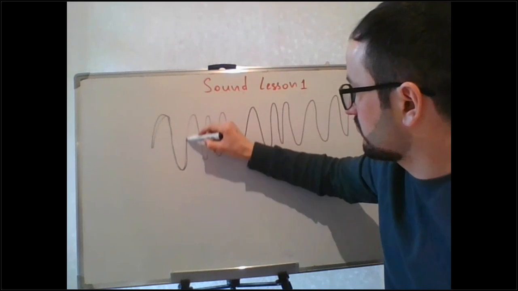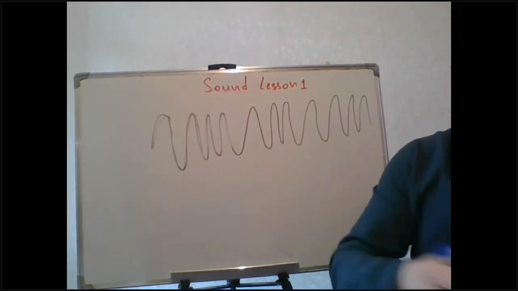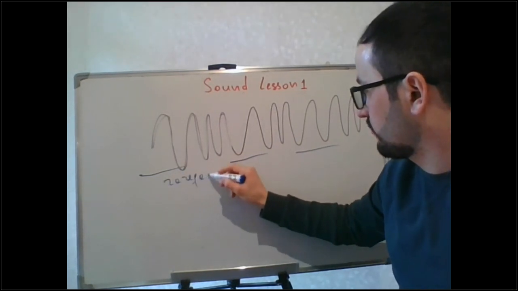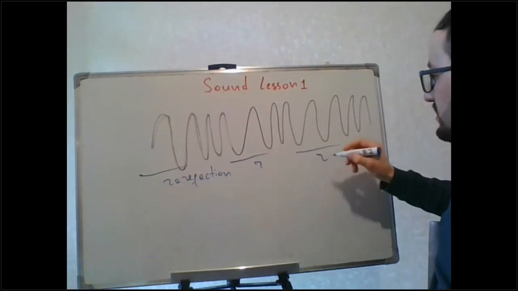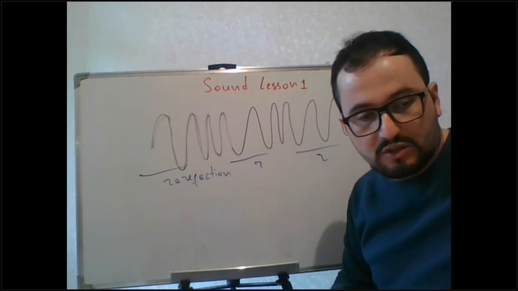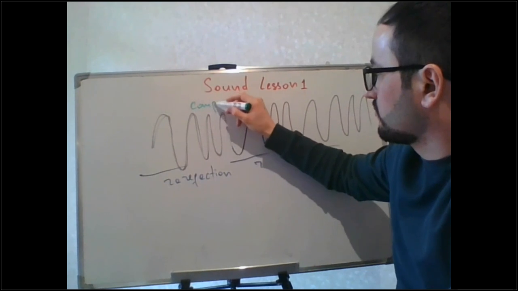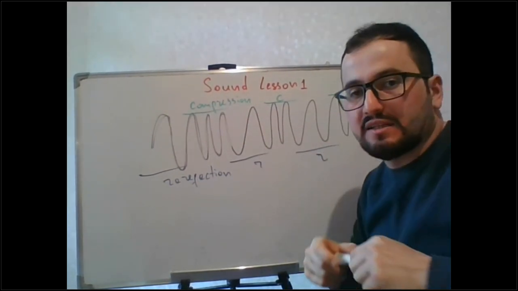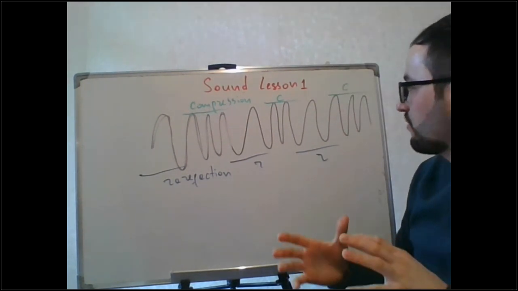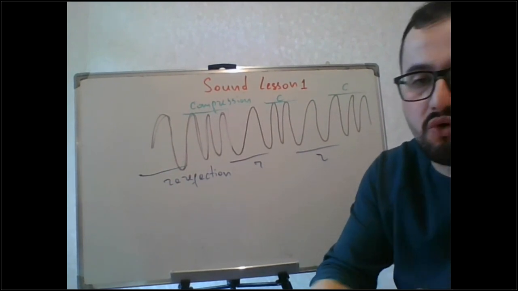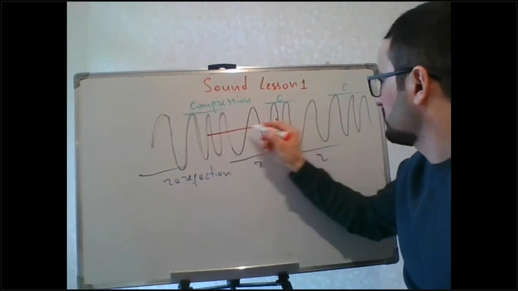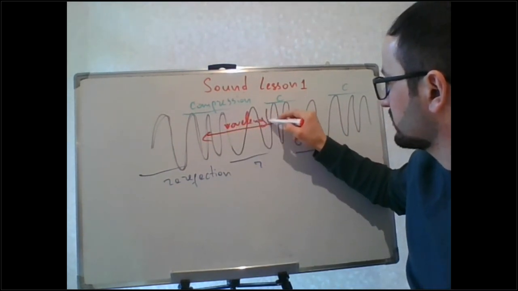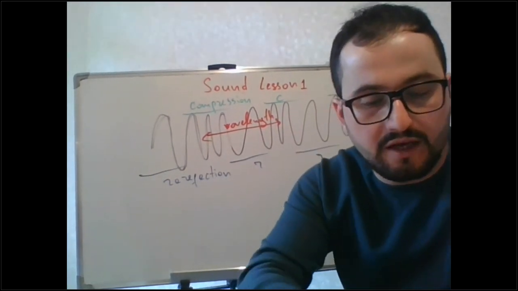Okay. So this part is rarefaction. This part, they are rarefactions. I will write here R R, which means rarefactions. And another part, here, compression. I will write here C C, which means compression part. The distance between two compressions or two rarefactions is called the wavelength. For example, this part is the distance between two compressions. Yes, it is called the wavelength. Okay, let's continue. Next.